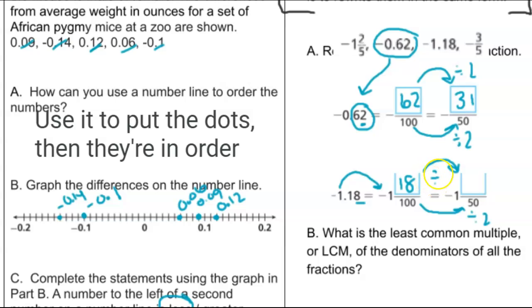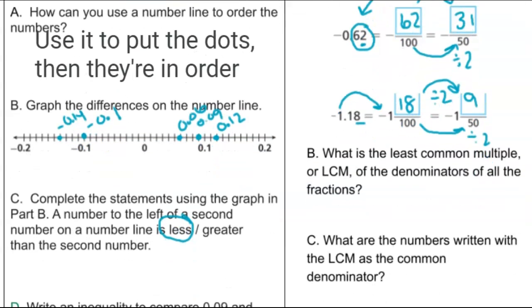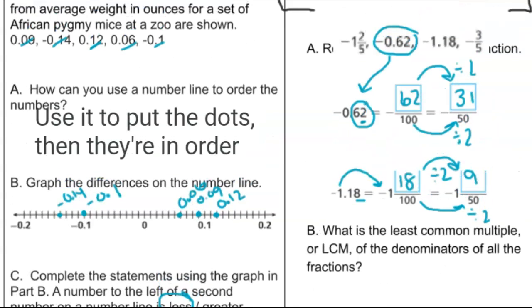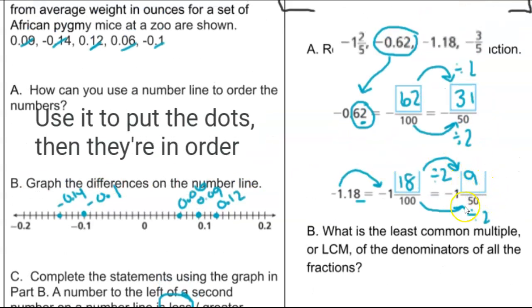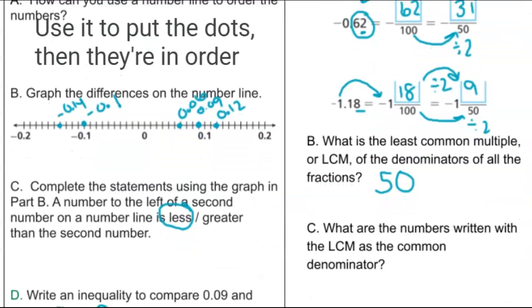18 divided by 2 is 9. So negative 1 and 9/50ths. B, what is the least common multiple, or LCM, of the denominators of all the fractions? It's going to be 50. They already have that out for you. The denominator is the bottom number.